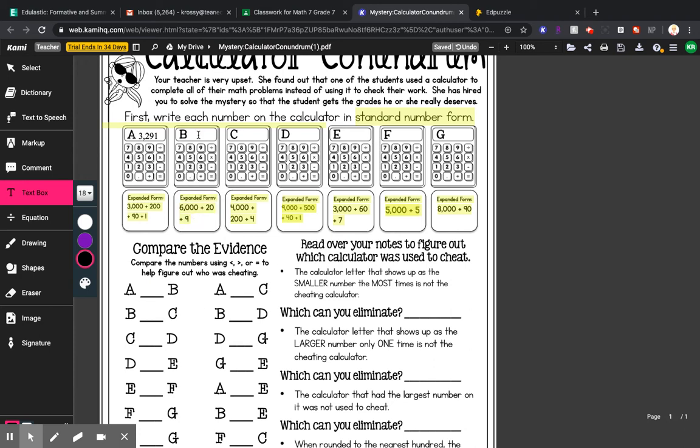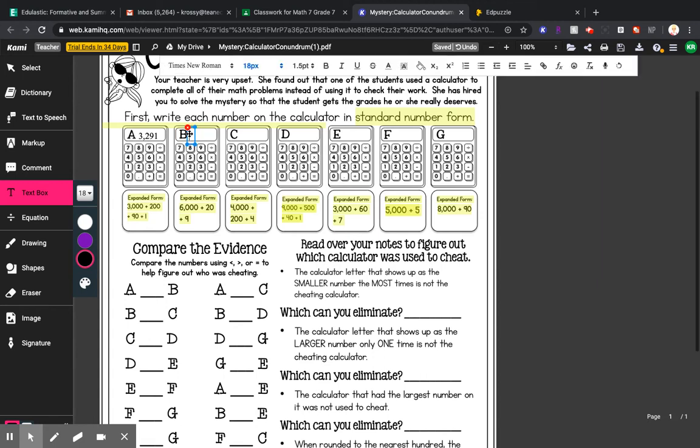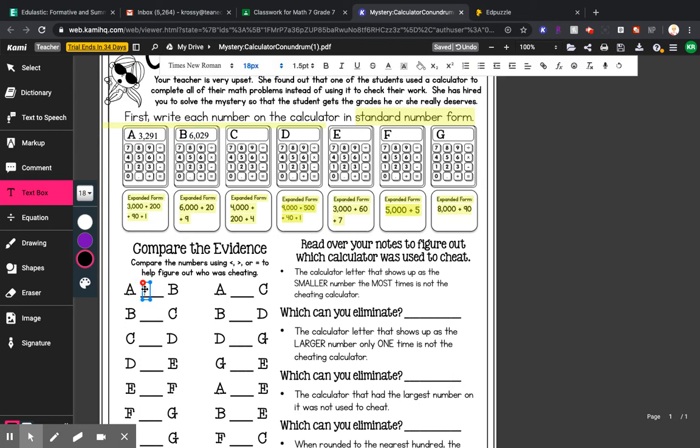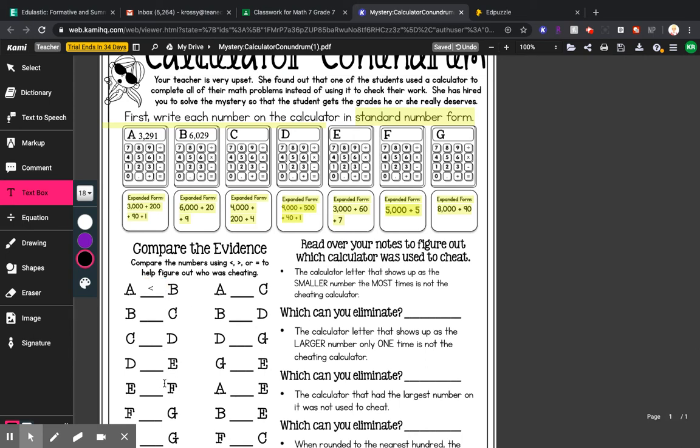So let's do another one, for example. So calculator B, 6,000 plus 20 plus 9. So it's 6,000. We have nothing in the hundreds place. We have a 2 in the tens place and a 9 in the ones place. So when you take a look at both of these, calculator A and calculator B, you can see that calculator B is greater. So I'm going to take my text box, I'm going to drop it right here, and I'm going to put my greater than sign. Okay? Because calculator B is greater than calculator A. And I'm going to run through the list, and I'm going to use those symbols to compare these calculators.